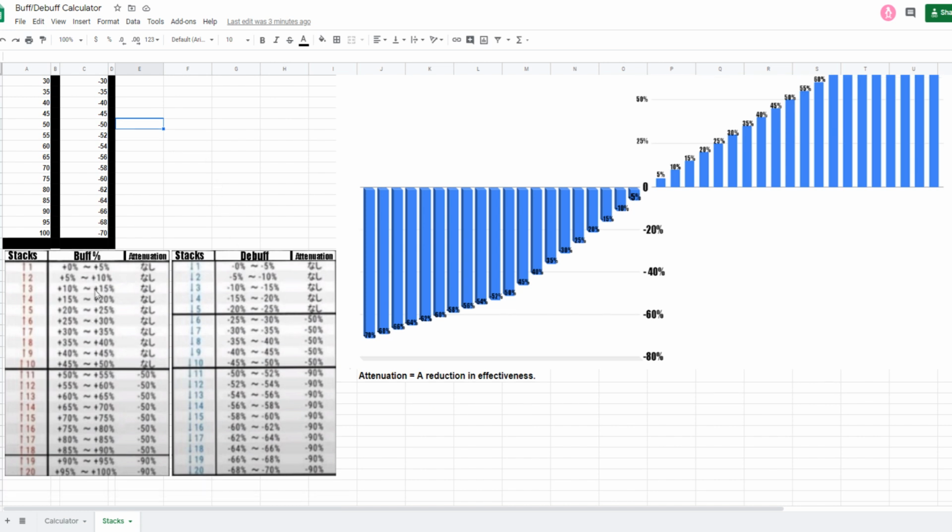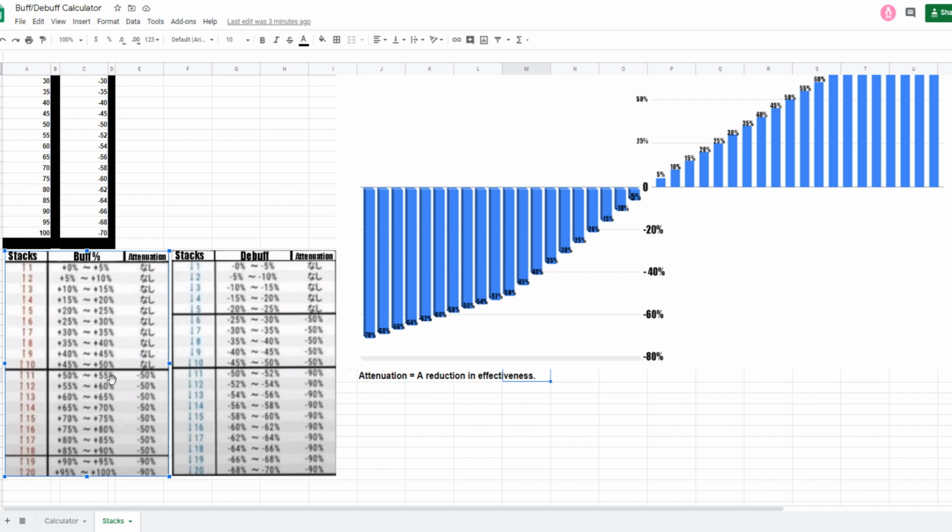When you are buffing up until the 10th stack, you guys do not have to deal with any attenuation at all. I don't know what you guys would consider that. I call it attenuation, that's what JP calls it, but I did put it here just in case it confuses people. Attenuation is basically a reduction in effectiveness.